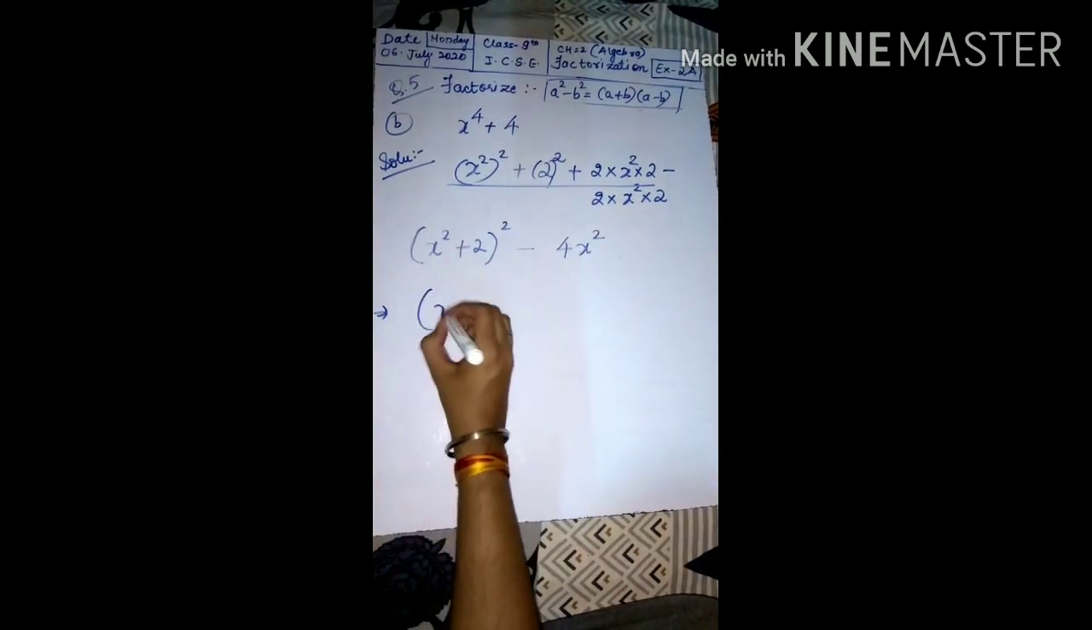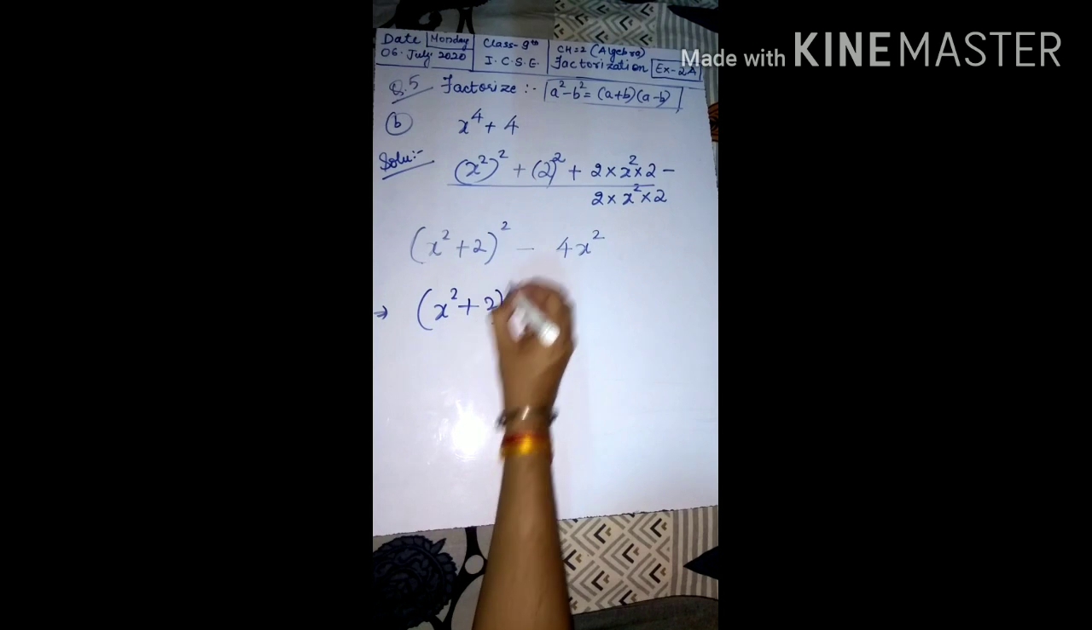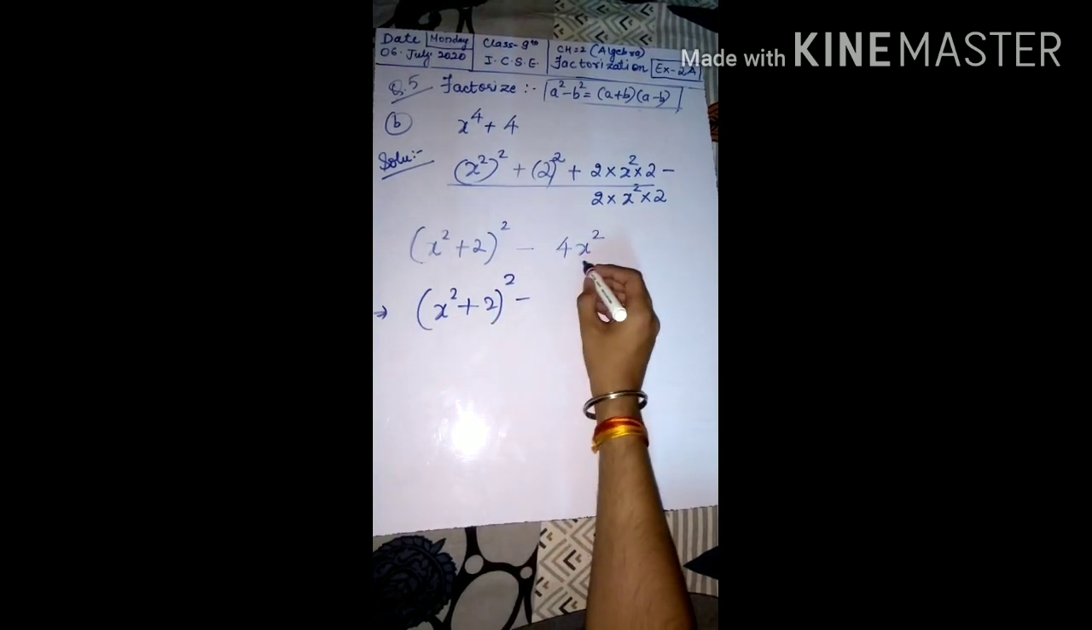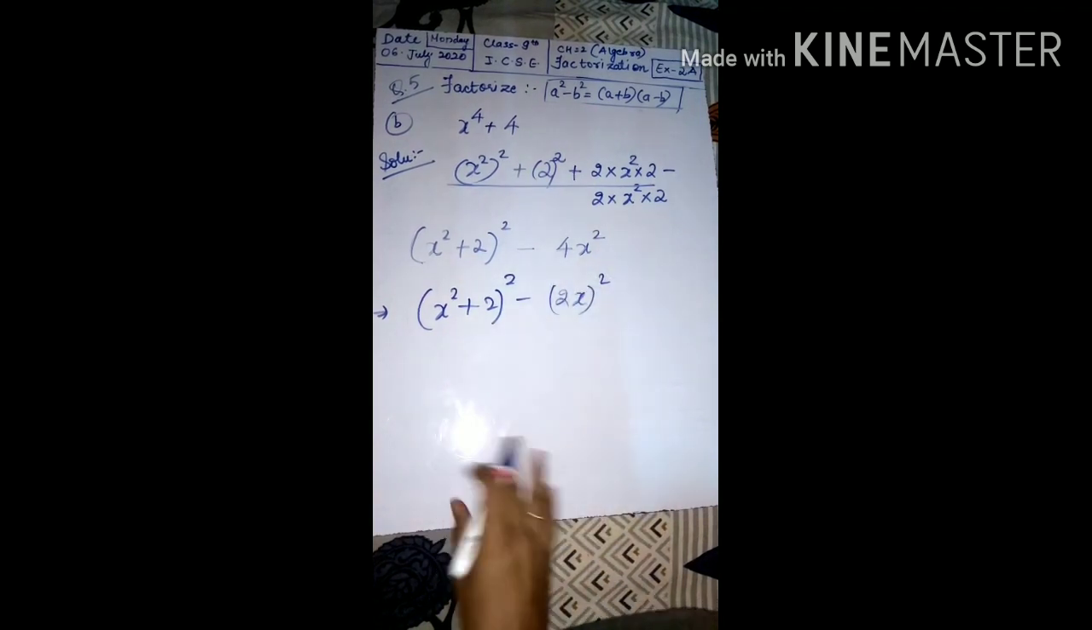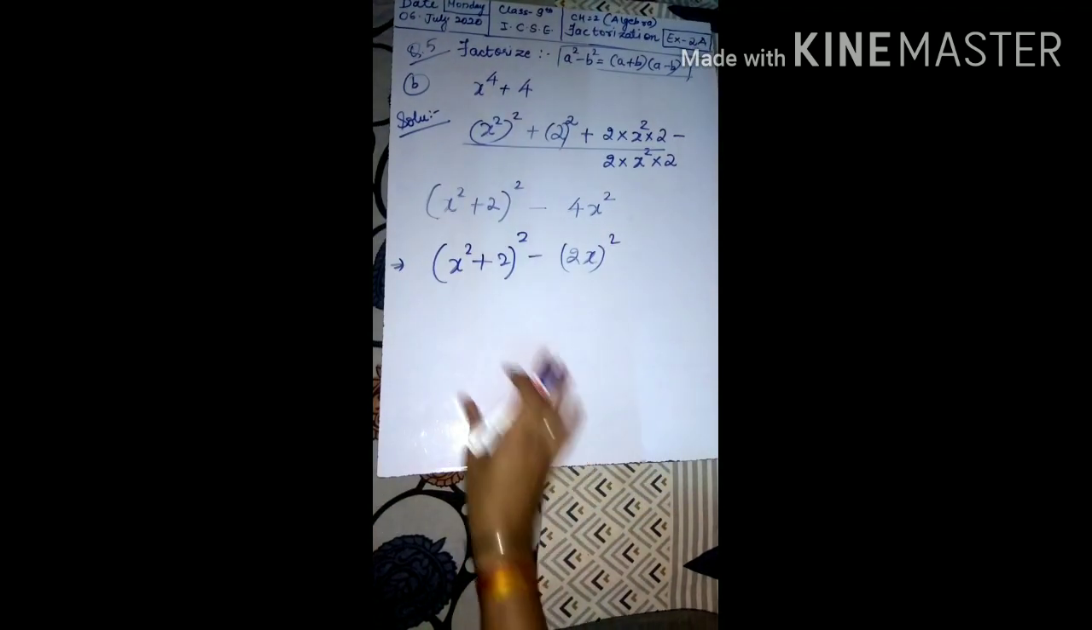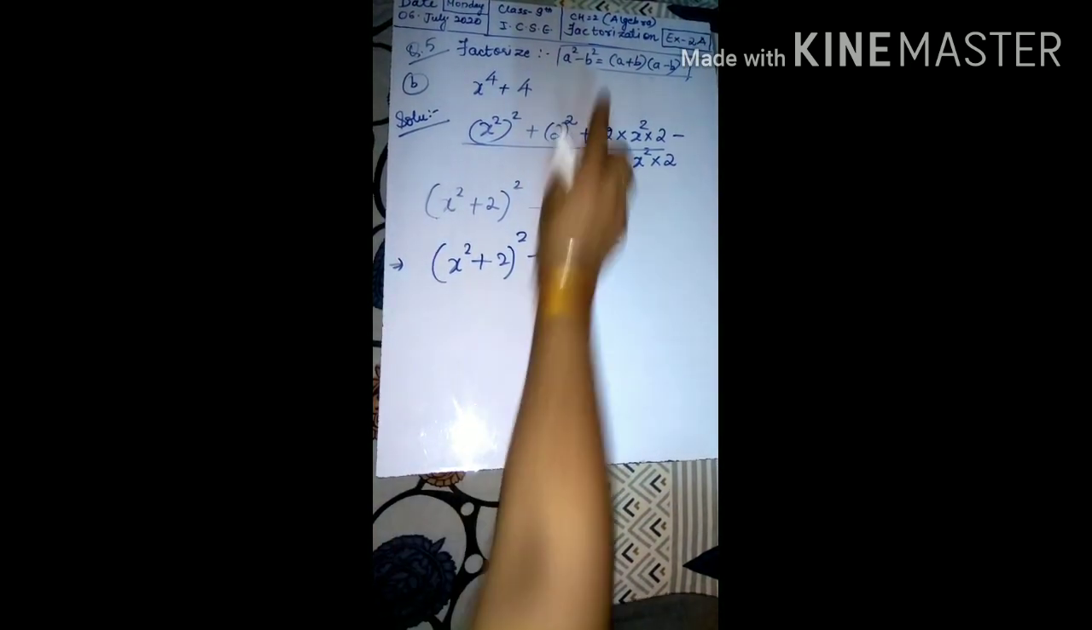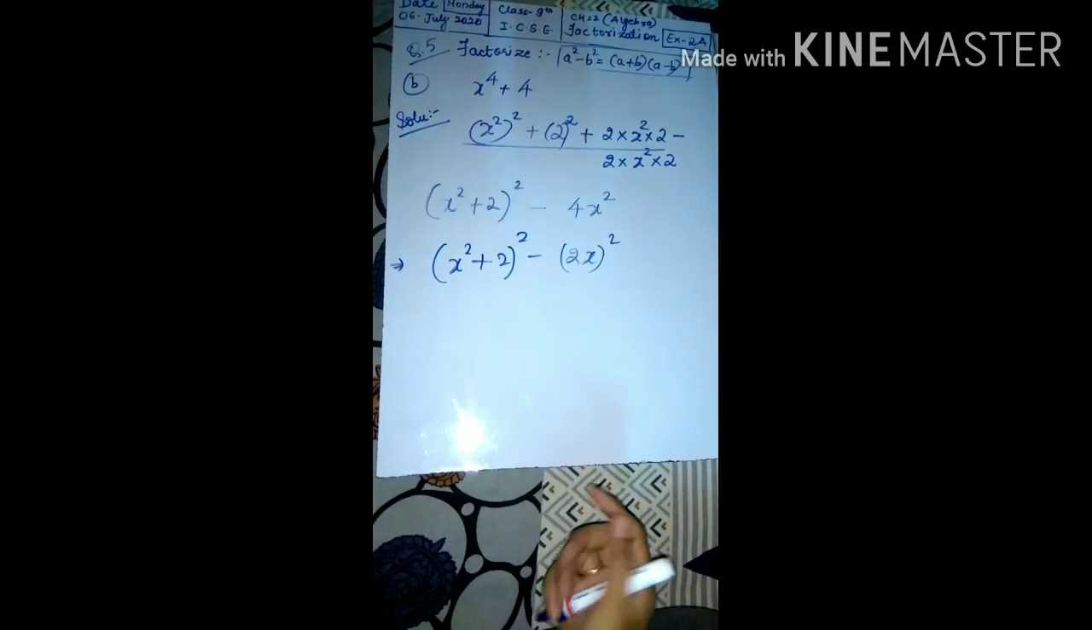Now what you can do, this is 4x square, you can write 2x the whole square. Now you can use the identity, that is a square minus b square, which is a plus b, a minus b.